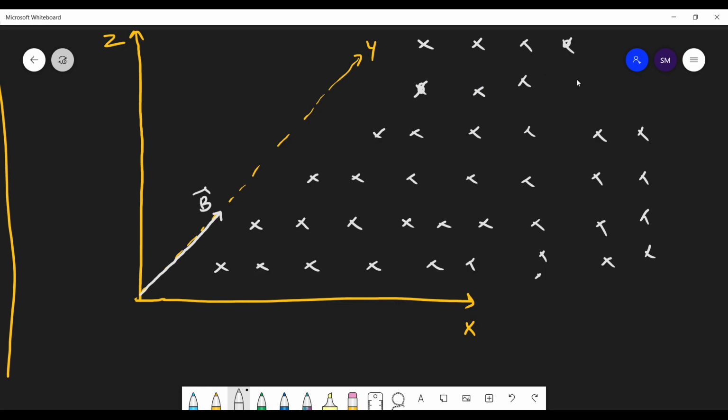So the field is moving into the plane, right? What you are looking at is a screen, so the field is moving into the screen. Yes, that's the direction of the field, isn't it? The direction of the field is along the y-axis.